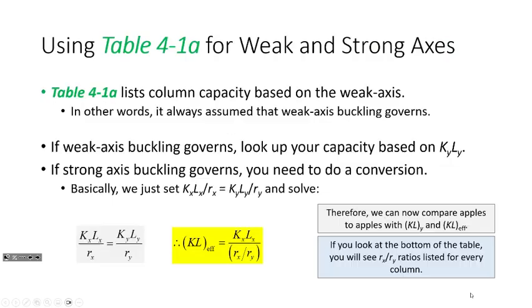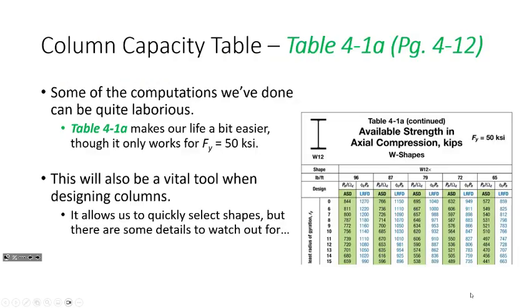Now, there's a couple of things that I want to point out in the table before I show you how to use it, okay? The first thing I want to show you is, if you look at the way the table is structured, there is a column for every shape. Like here's the W12x96s, here's the W12x87s, here's the W12x79s, here's the W12x72s, etc.